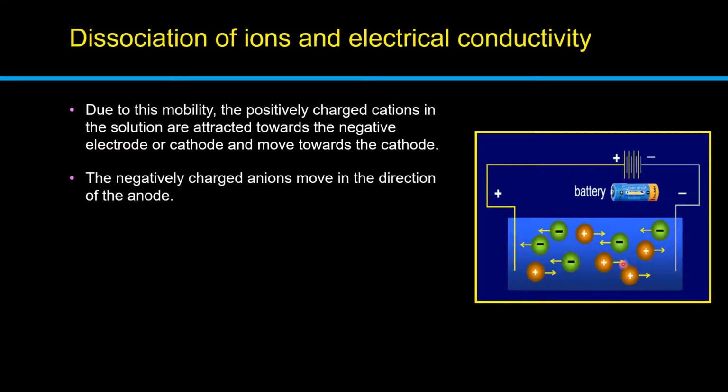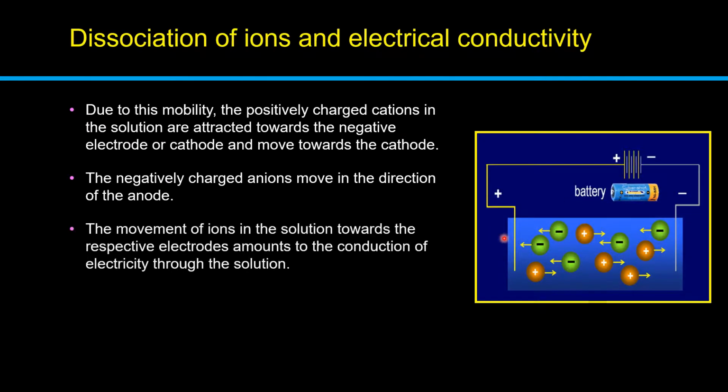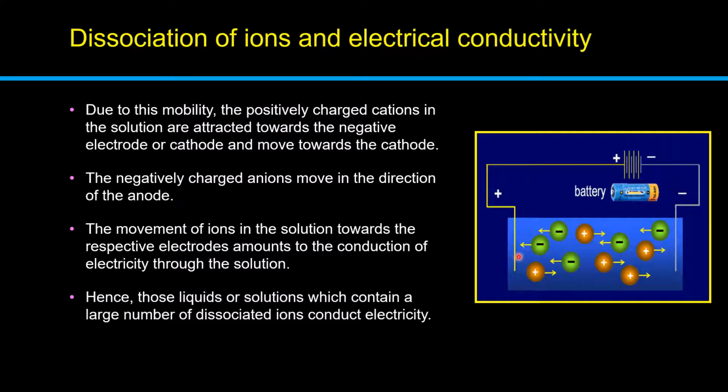Whereas the negatively charged anions, marked in green color here, move in the direction of the anode. So the movement of the ions in the solution towards the respective electrodes amounts to the conduction of electricity through the solution. Hence, the liquids or solutions which contain a large number of dissociated ions, that is positive and negative ions, can conduct electricity.